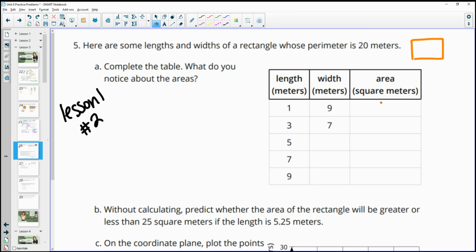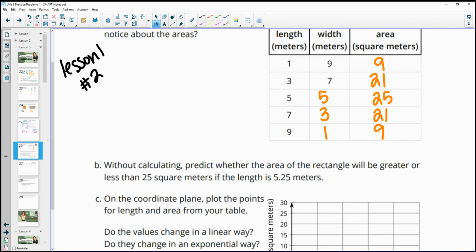So 1 times 9 is 9. 3 times 7 is 21. If our length is 5, then our width would be 5. And 5 times 5 is 25. If our length is 7, then our width would be 3, and the product or area would be 21. If our length is 9, then our width is 1, and our area would be 9.